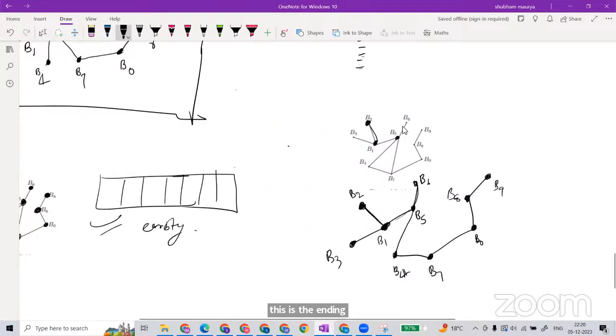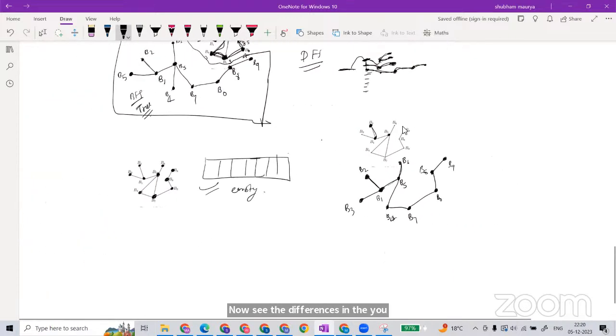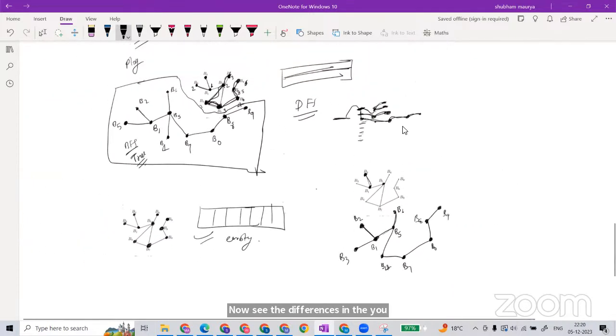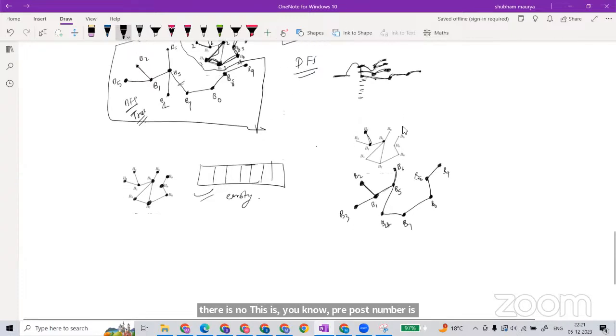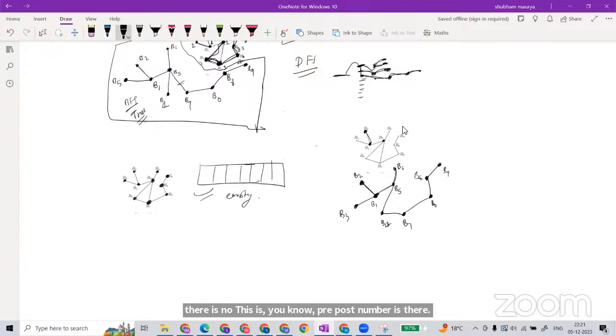Now see the differences in the vertices in the tree form. There is an edge here, but there is no edge here. This is the difference. This is the use of level, and there are pre and post numbers. We'll see that later, but this is the difference. So this is the DFS tree.